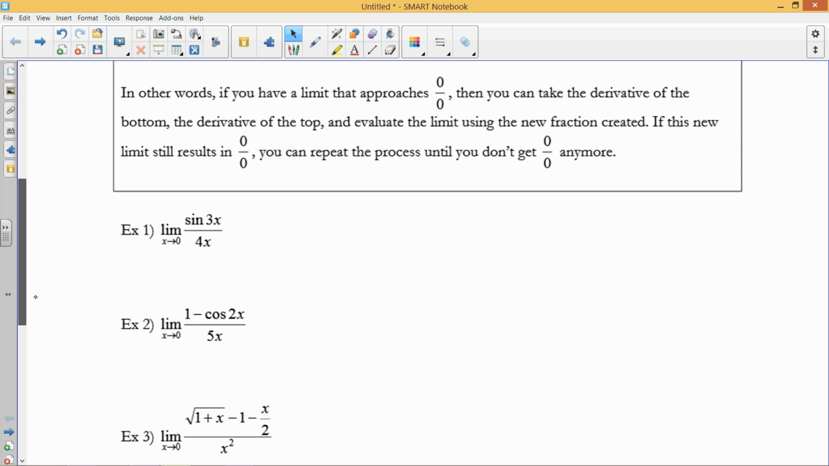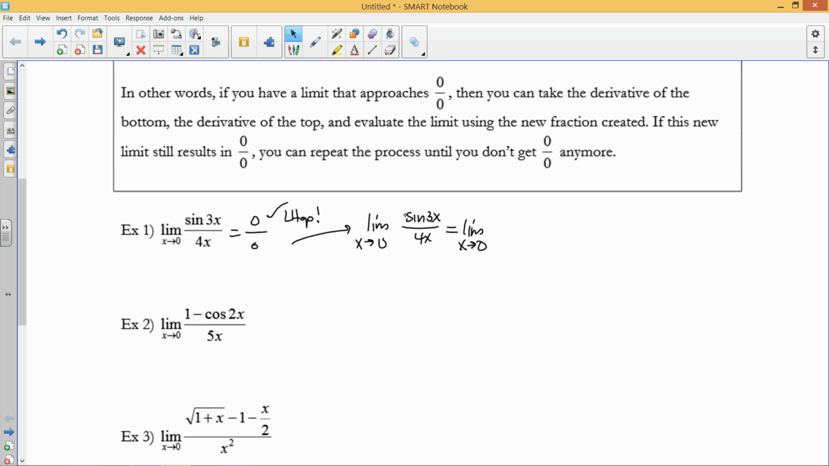So let's look at number 1 here. The limit as x approaches 0 of sine 3x over 4x. If I plug in 0, I would get 0 over 0. This is a L'Hôpital. As soon as I see this, I'm going to say, hey, I can do L'Hôpital. So the limit as x approaches 0 of sine 3x over 4x is going to have the same value as the limit as x approaches 0 of the derivative of sine 3x, which would be 3 cosine 3x, over the derivative of 4x, which is 4.